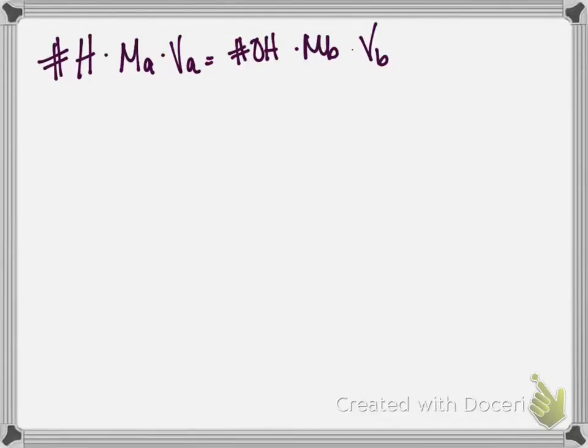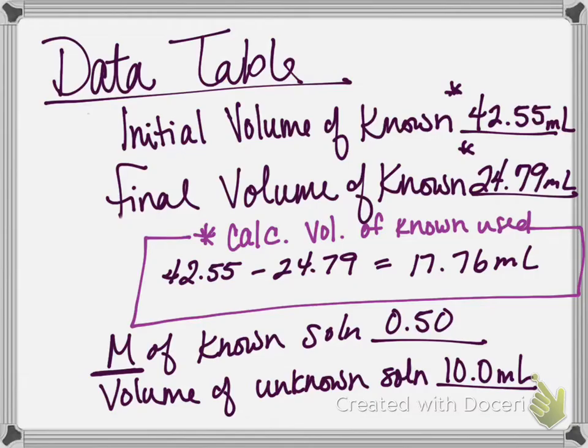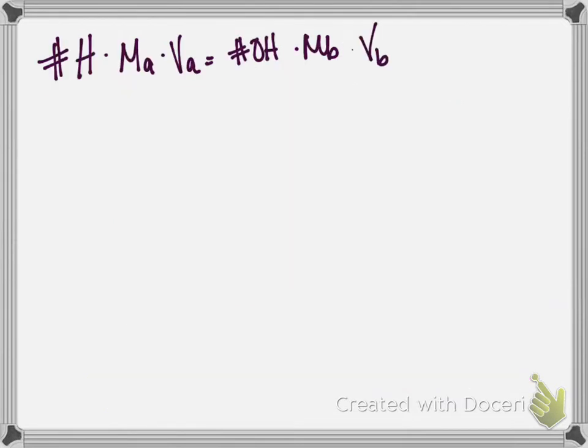So let's go ahead and start solving this problem. We performed the experiment, we've gathered our data. Now what do you do with this? I know that I added enough of my known, which was a base, to neutralize the acid, but how do I actually know the concentration of that acid?